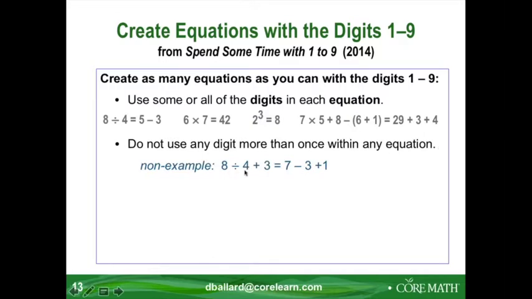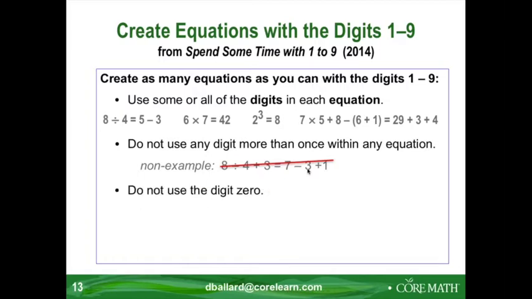This does not work. 8 divided by 4 plus 3 equals 7 minus 3 plus 1. The equation is true. 8 divided by 4 is 2, plus 3 makes 5. 7 minus 3 plus 1 makes 5. That's 4 plus 1 makes 5. So we have an equation, and it's true. 5 equals 5. But I used 3 two different times, so I'm not allowed to do that.